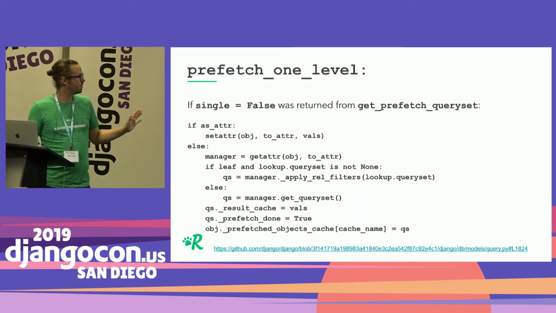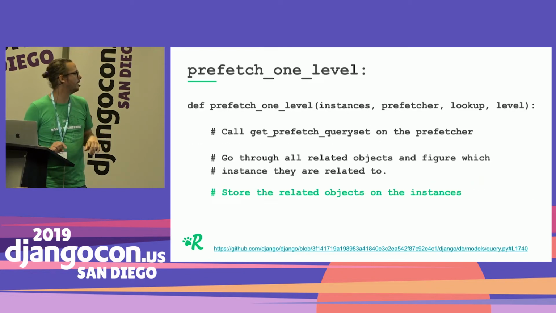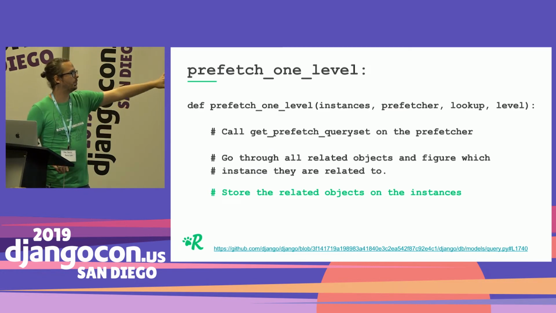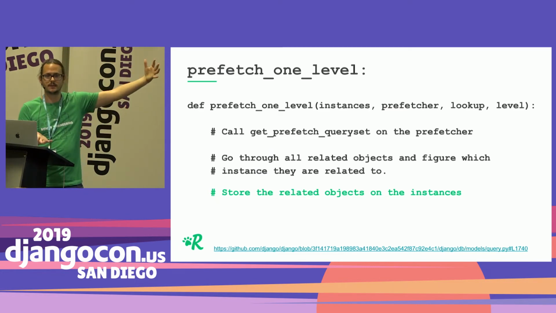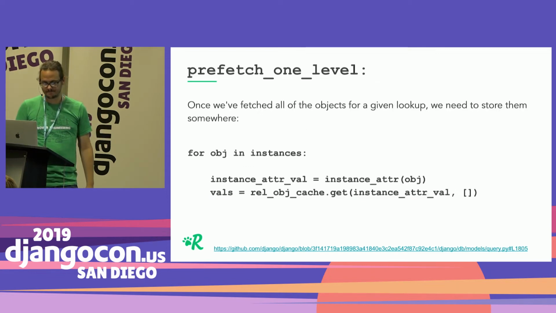Cool. So that was a lot. But if we go over everything that was done in Prefetch 1 level, we called getPrefetch query set. It got this big 6 tuple, which defines what it's going to do. We took that data and went through and associated all of the instances with their related objects. And then finally, we stored those related objects on the instances. And how we did that depended on those values returned from getPrefetch query set.